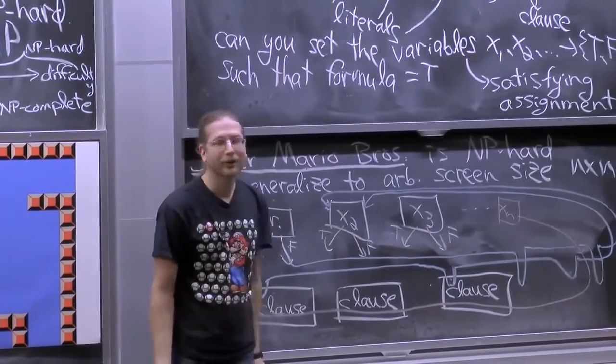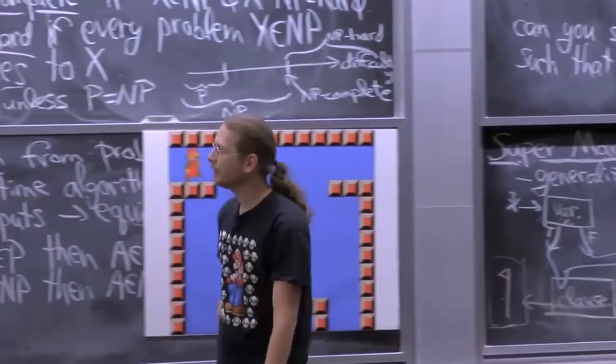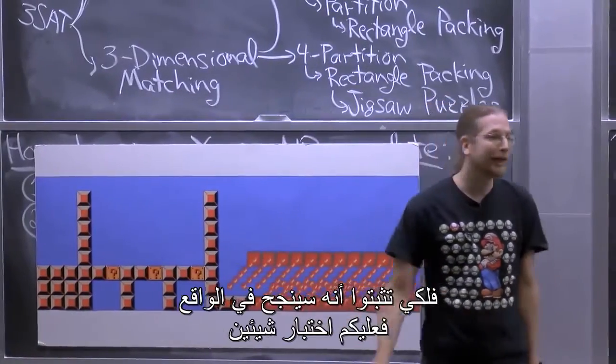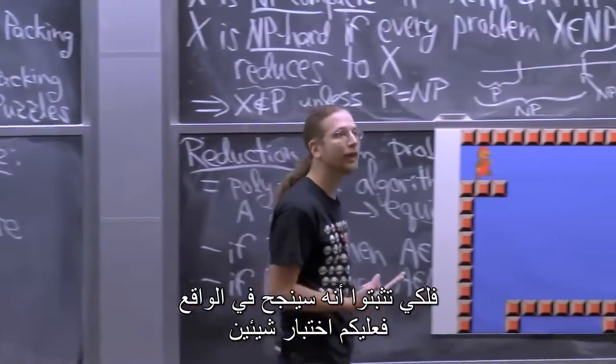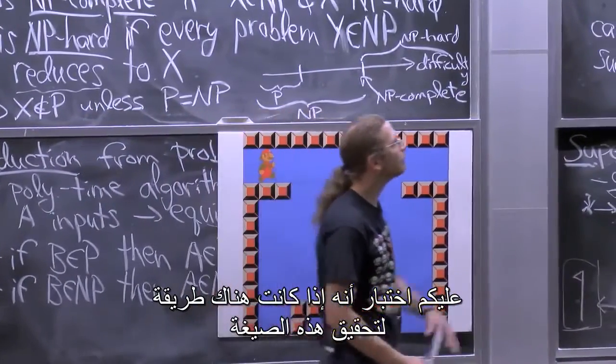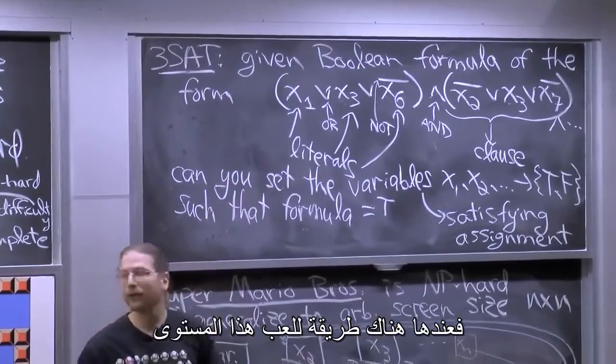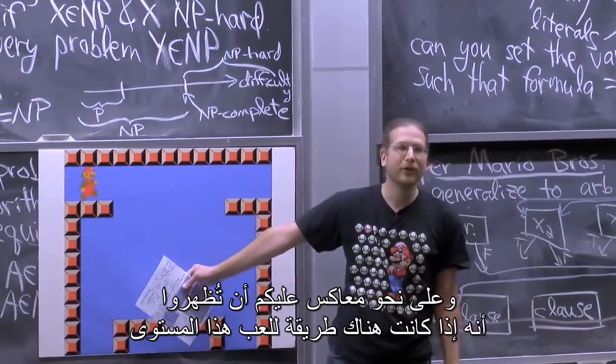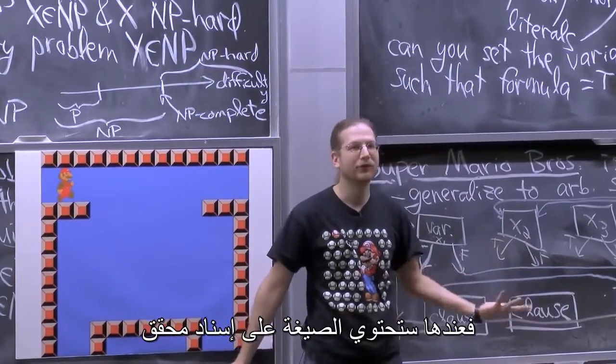Okay, so to elaborate just a little bit more, in general, when you have a reduction like this, to prove that it actually works, you need to check two things. You need to check that if there is a way to satisfy this formula, then there is a way to play this level. And then conversely, you need to show that if there's a way to play this level, then the formula has a satisfying assignment.